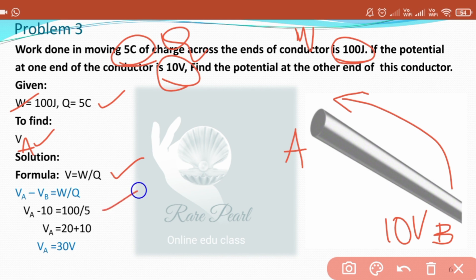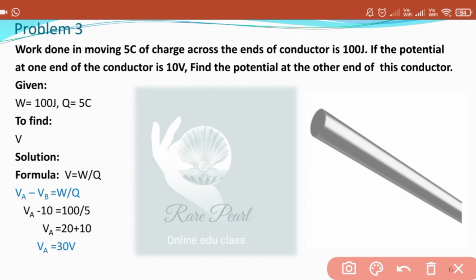On substituting, we get VA minus 10 is equal to 100 by 5. So VA is equal to 100 by 5, which is 20. Now that minus 10 is on the left side, so we bring it to the right hand side. So therefore it will be plus 10. So 20 plus 10 is going to be 30 volt. So VA is equal to 30 volt. Hope you understood. We shall move on to the next problem.